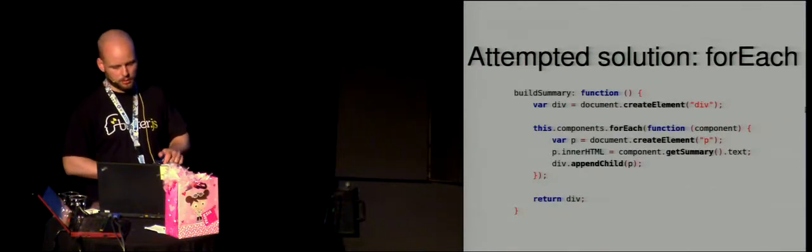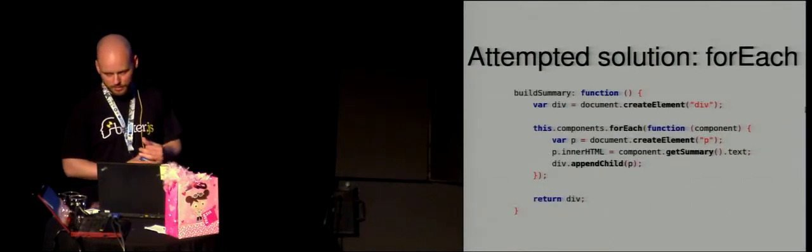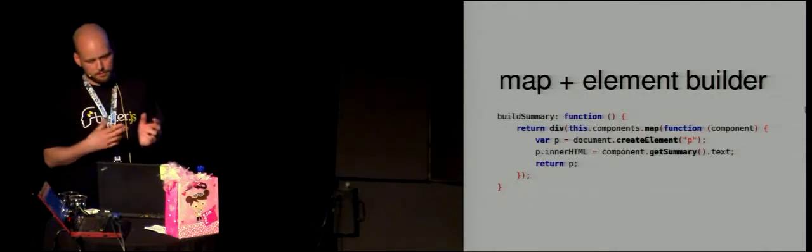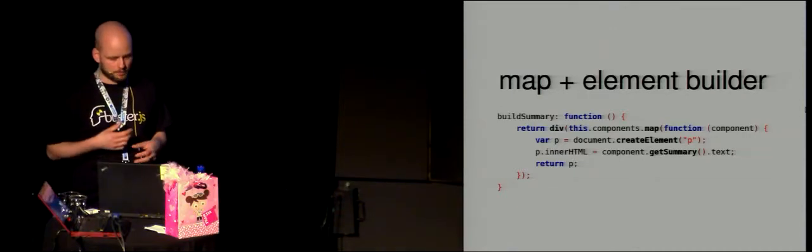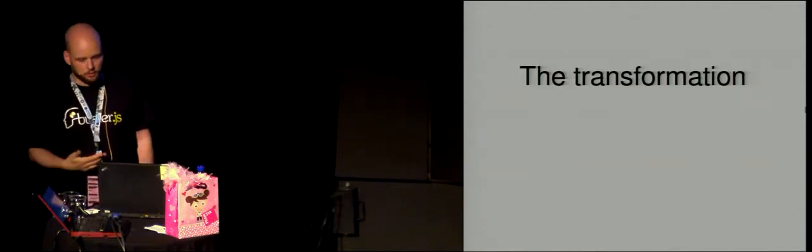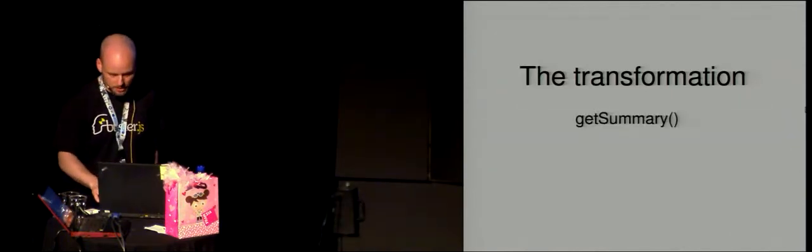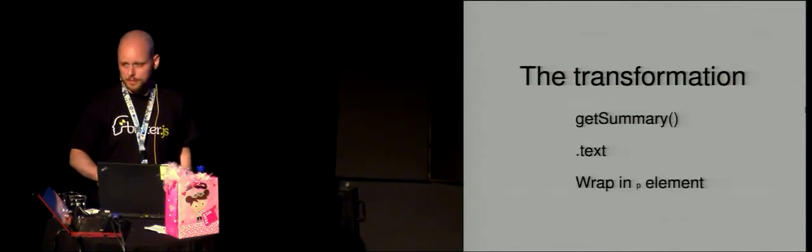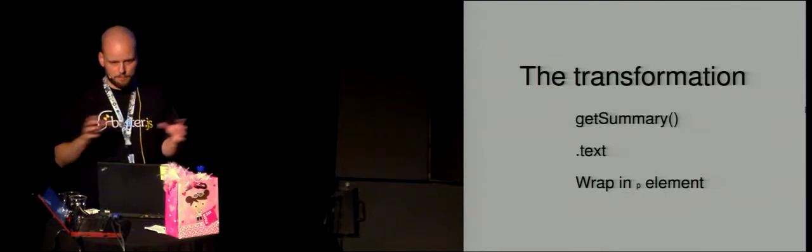So let's see if there's any better approach to this. Obviously, we could try to use for each, but it's still basically the same approach. If we use map, we get closer to what I want. So once again, there's a div, and then we pass in the components mapped with a function. And this function manually creates a p element, then get summary, get text. But let's take a look. Let's try to analyze the transformation. What are we trying to do here? So we want to get the summary object, I want to get the text property, and I want to put that string in a p element.